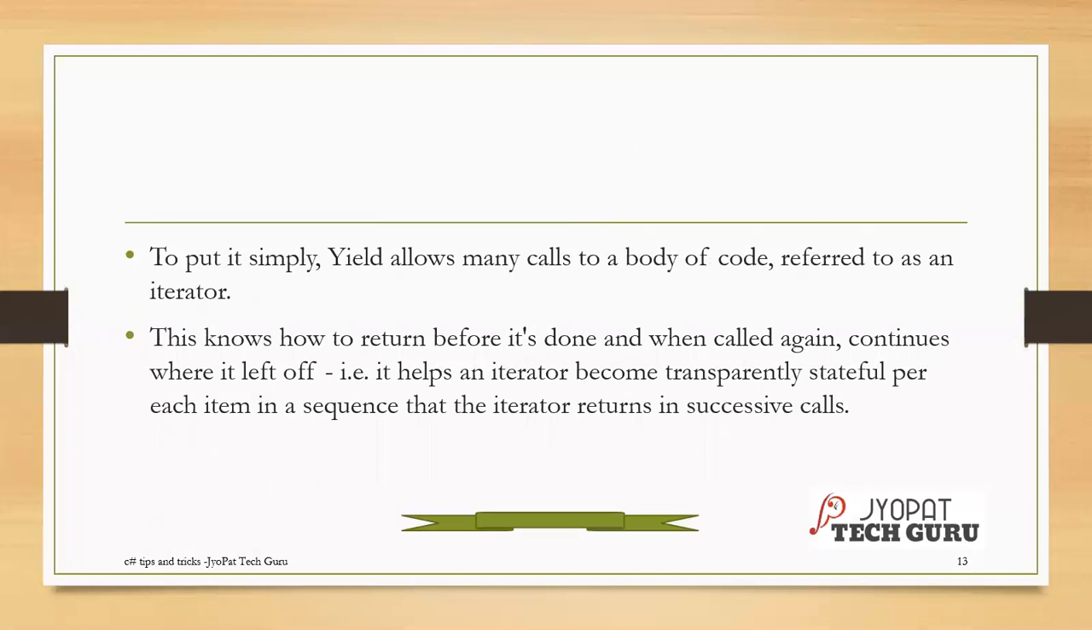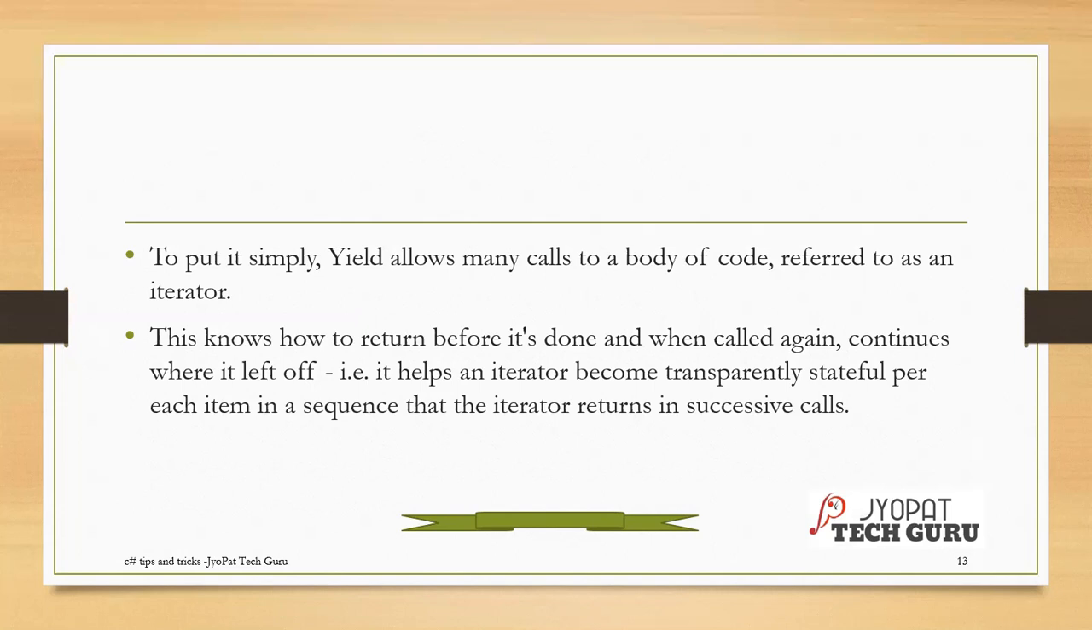So to put it simply, yield allows many calls to a body of code referred to as an iterator. So this knows how to return before it is done, and when called again, continues where it left off. So it is going to keep track of where exactly the pointer has left. Just like MoveNext, it is going to point to the next iteration.